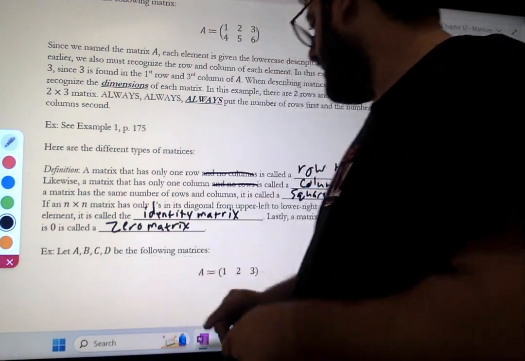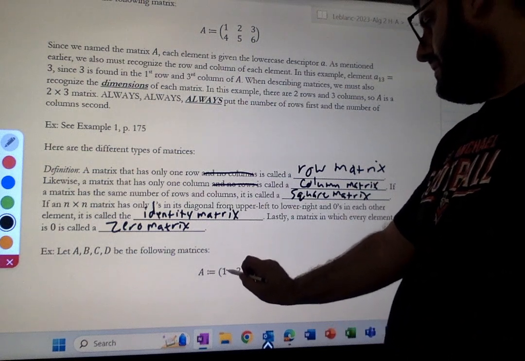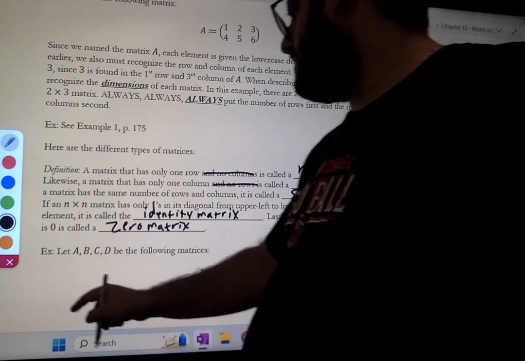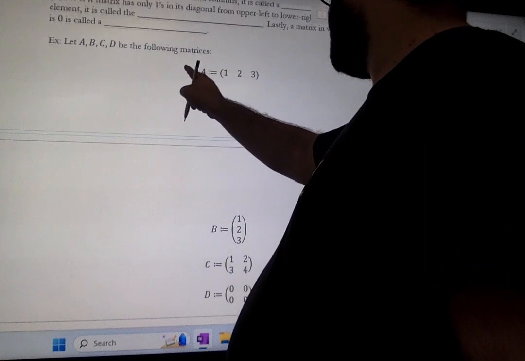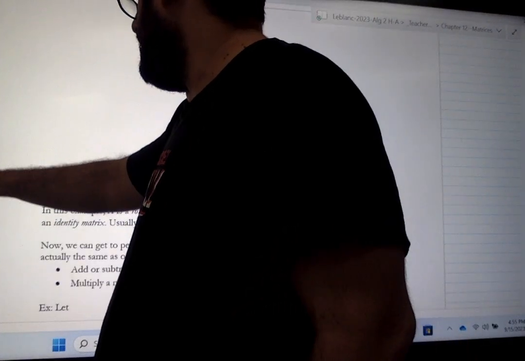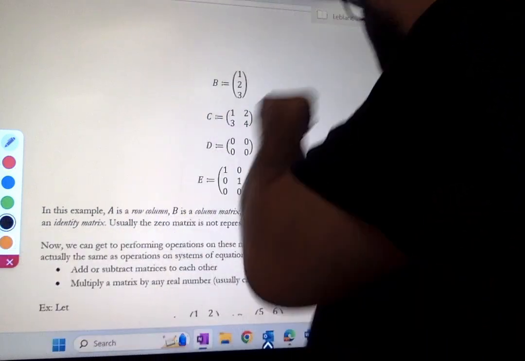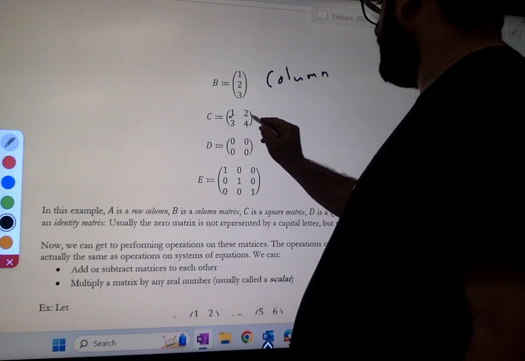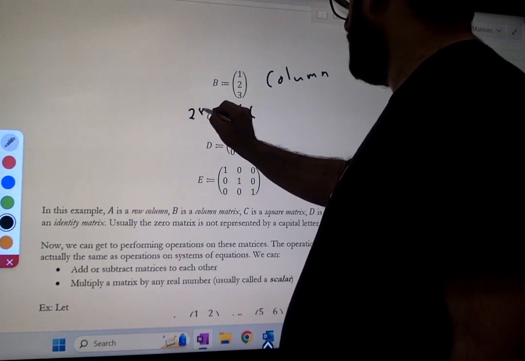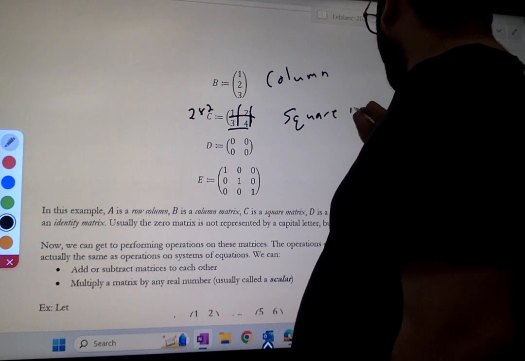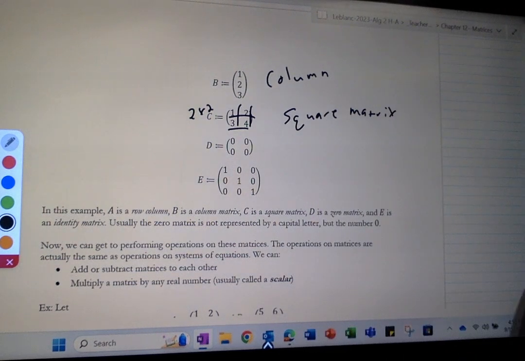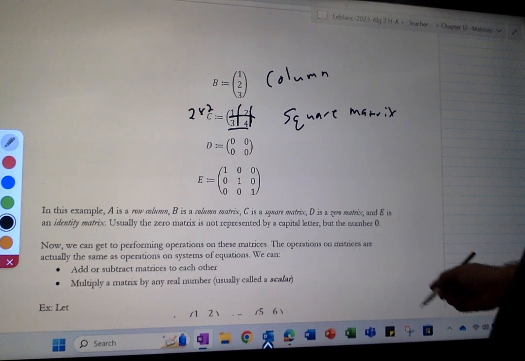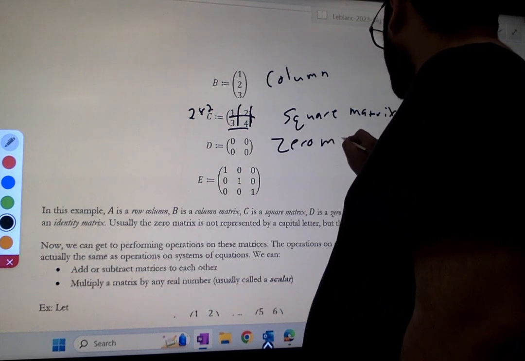So if I look here, for example, letter A has only one row. That's a row matrix. Okay, actually, let me zoom in here so you can see. Then we have B, which has one column. That's a column matrix. Here I have 2 rows, 2 columns. This is a 2 by 2. That's a square matrix. And here, every element in this matrix is 0. So this is the zero matrix.